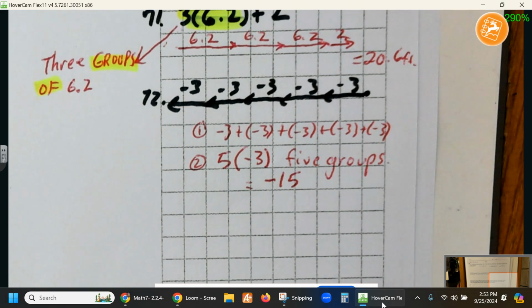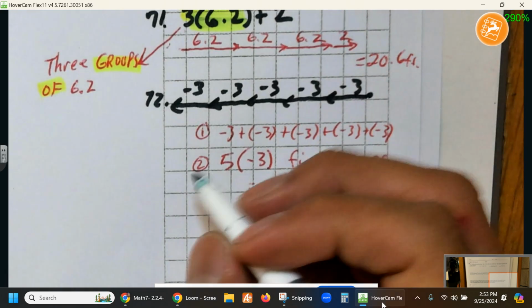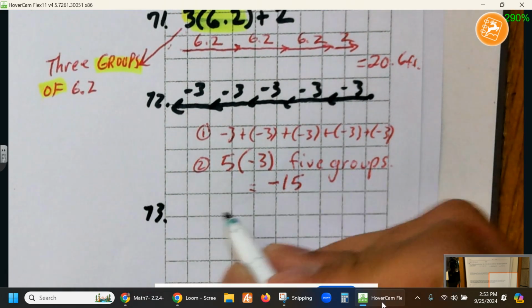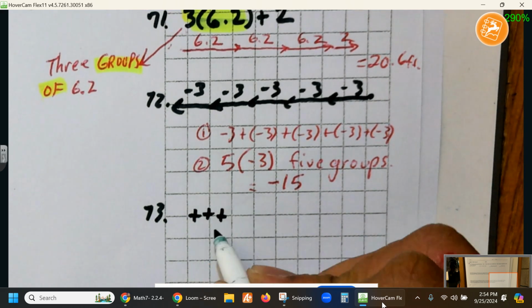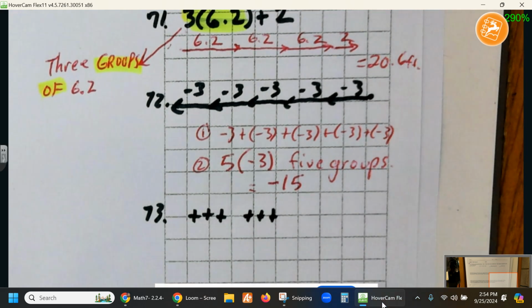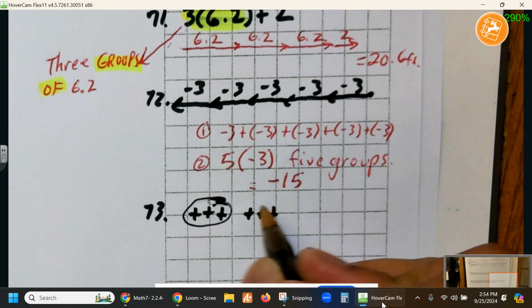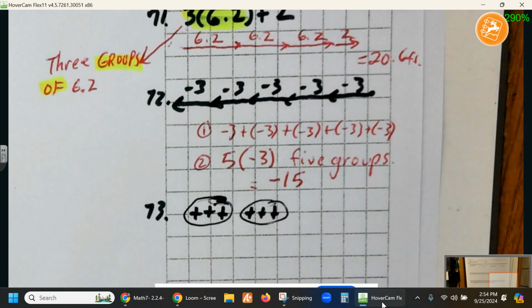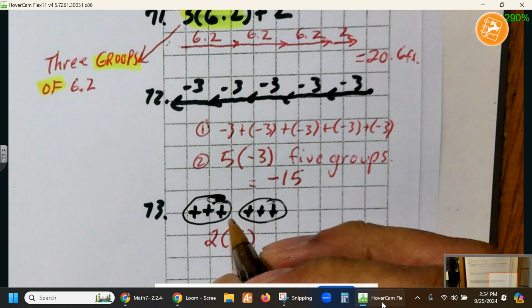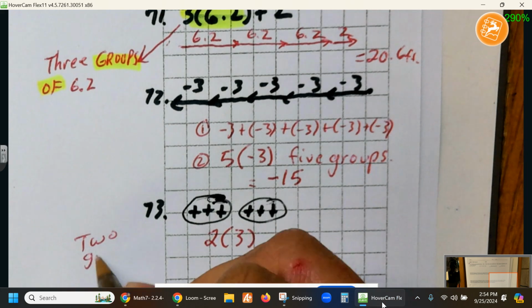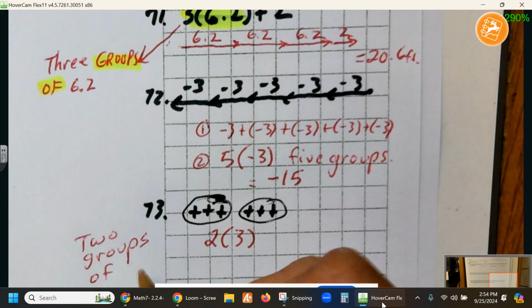All right, so let's start with what Chad had. This is number 73. He's got this here, and then he had them circled, and the circling indicates that these are 2 groups, right? Okay, and so this is 2 groups of 3, right? 2 groups of 3.